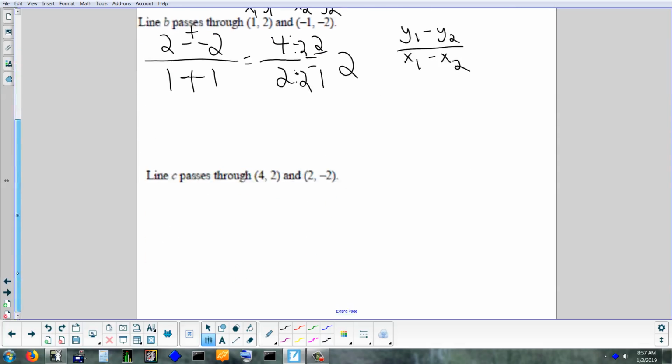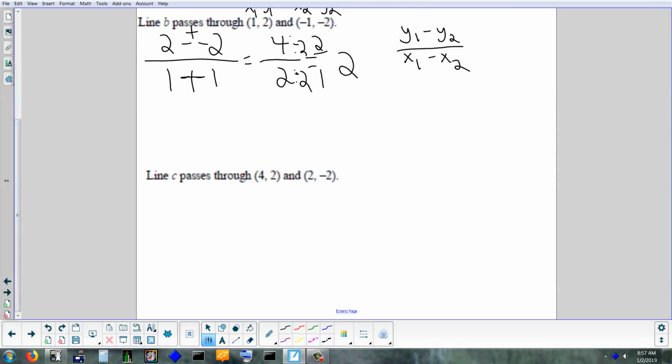Last one. I'm not going to label this time. All right? Let's just assume this is my first set of coordinates. This is my second set of coordinates. Based on that, to figure out my slope, what's going to be on the top? Ellie?